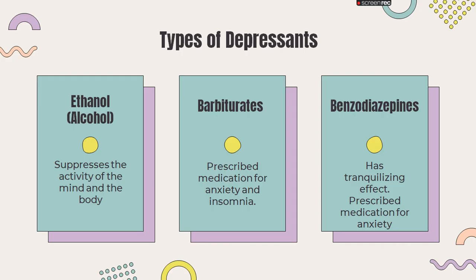Now, we have different kinds of depressants. We have ethanol, alcohol, barbiturates, and benzodiazepines. Ethanol suppresses the activity of the mind and the body. The barbiturates are prescribed for medication of anxiety and insomnia, while the benzodiazepines have a tranquilizing effect, which is prescribed to those people who are having anxiety.